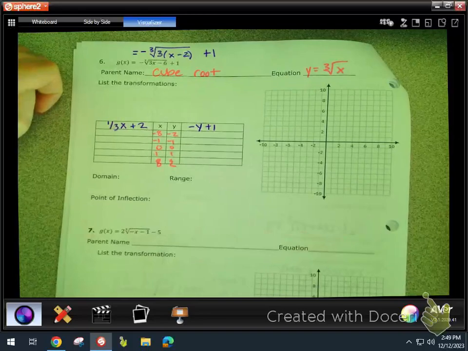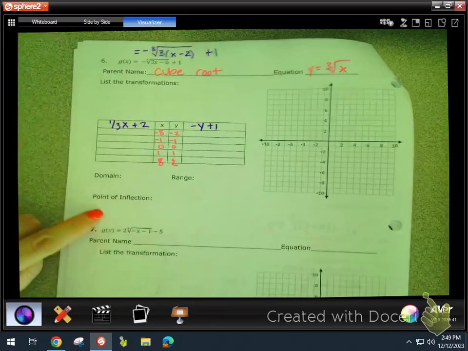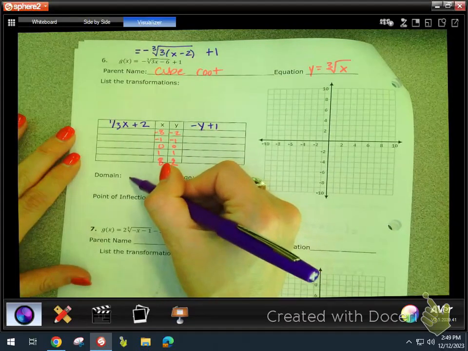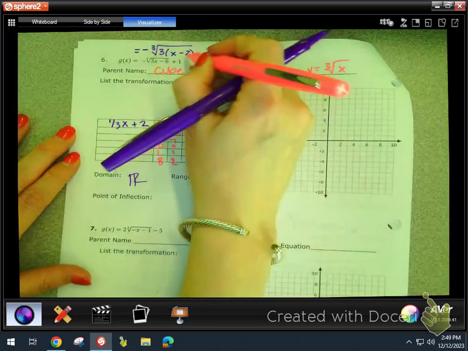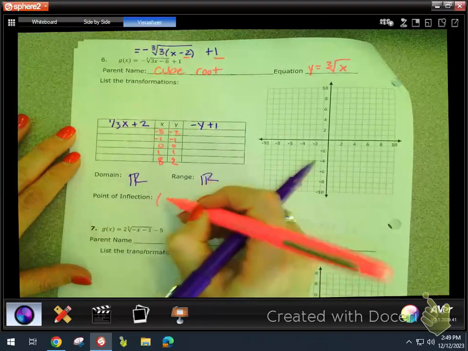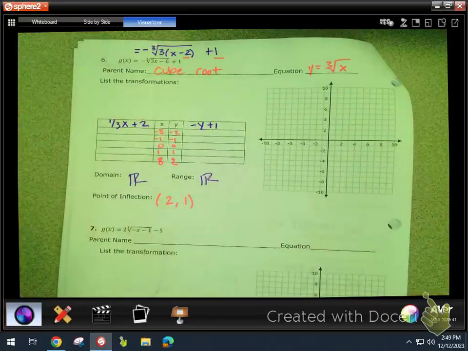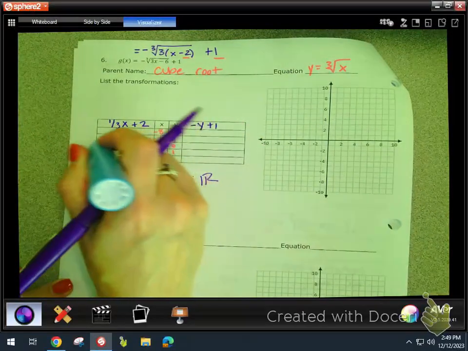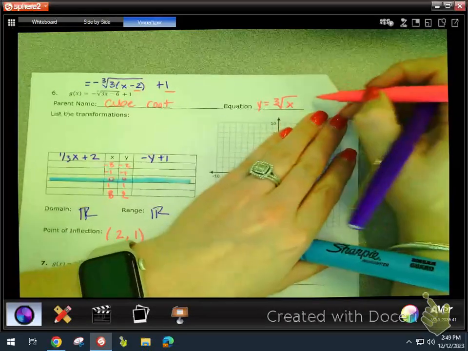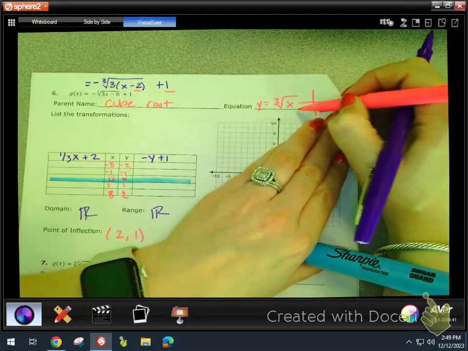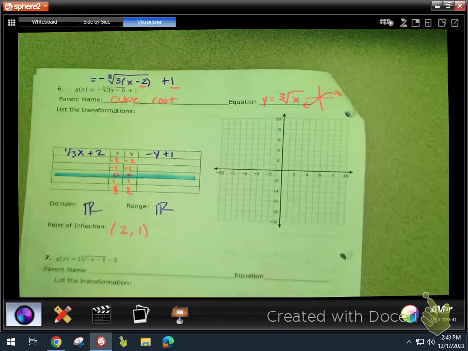You can use a calculator for that if you need it. Or go to decimals. I always go to decimals. What's your domain and range? All real numbers. And then your point of inflection will be what? This one, with the 0. +2, 1. Now remember, this function's going to be more side to side with your curve, like that. But you'll get your new points from there.